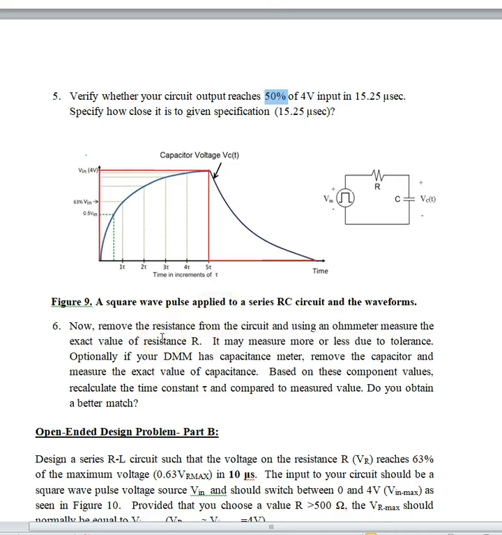Your measurement might be a little off because the resistance and capacitance have tolerances. So if you have a multimeter that's measuring capacitance, measure the capacitance, but you should definitely measure the resistance and try to recalculate your theoretical value to see if you got a better match.